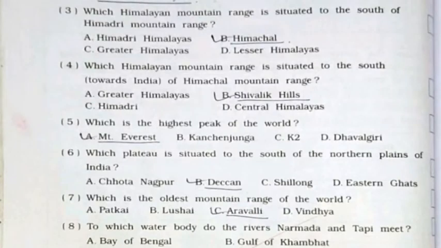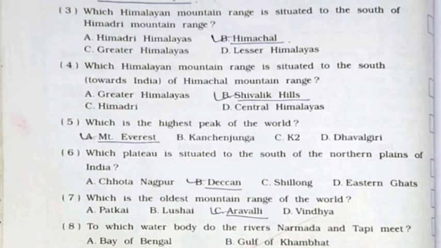Third, which Himalayan mountain range is situated to the south of Himadri mountain range? It's option number B, Himachal. Fourth, which Himalayan mountain range is situated to the south toward India of Himachal mountain range? It's option number B, Shivalik Hills. Fifth, which is the highest peak of the world? It's option number A, Mount Everest.